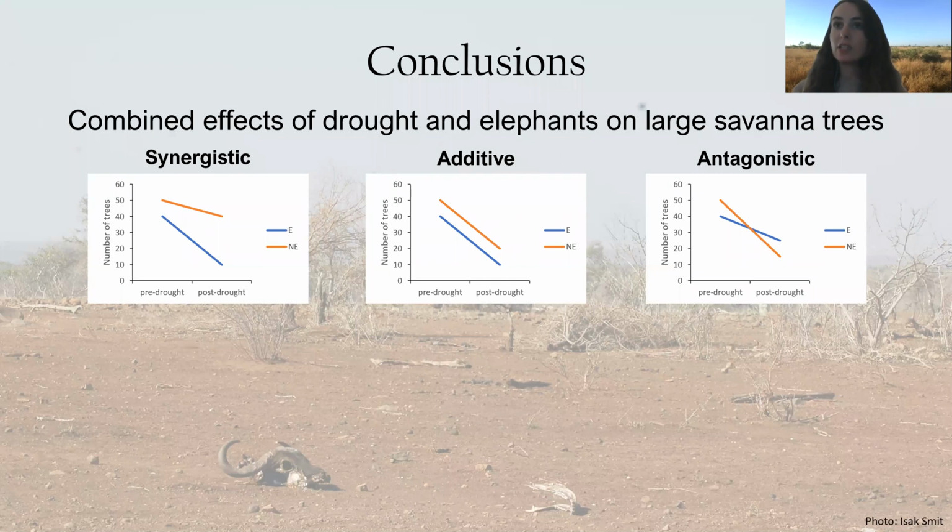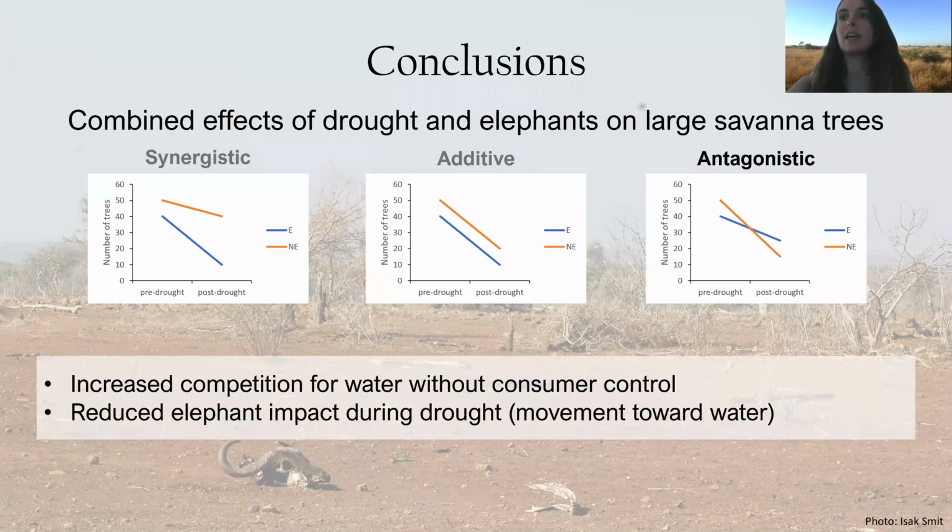So while we did see an interaction between drought and elephants on these trees, instead of seeing a synergistic interaction as we expected, we saw an antagonistic one. So we don't have any evidence of elephants foraging more or creating more damage to trees during the drought. Instead, what we saw could be the result of several causes, including increased competition among the trees at the site without elephants, where the consumers aren't present to maintain low densities of these large trees. So drought could have a greater effect on these trees by further increasing competition for water.